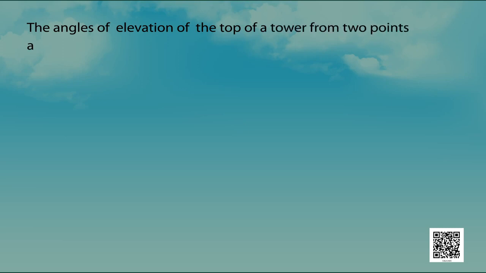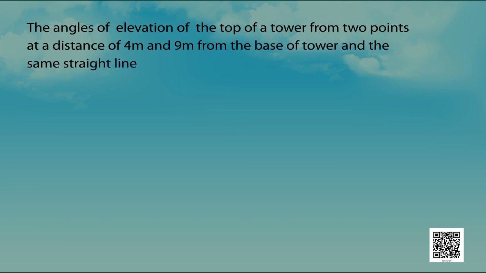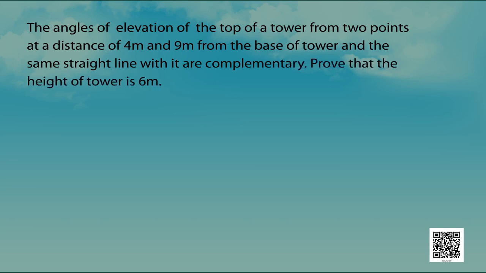Children, the next question is: the angles of elevation of the top of a tower from 2 points at a distance of 4 meters and 9 meters from the base of the tower and in the same straight line with it are complementary. Prove that the height of the tower is 6 meters.